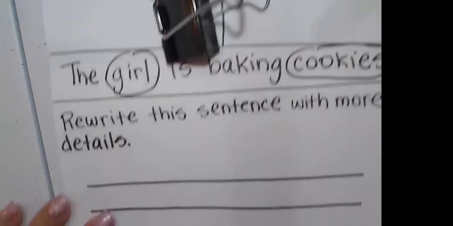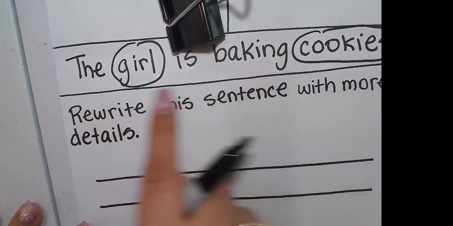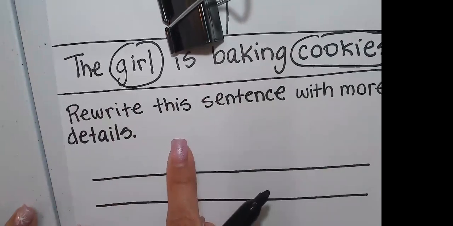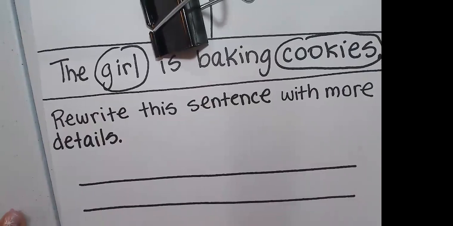By the way, you can make lines if your paper doesn't have lines. You could just write it right here. You don't have to write the directions. These are the directions. Rewrite the sentence with more details. So go ahead and rewrite it with more details.